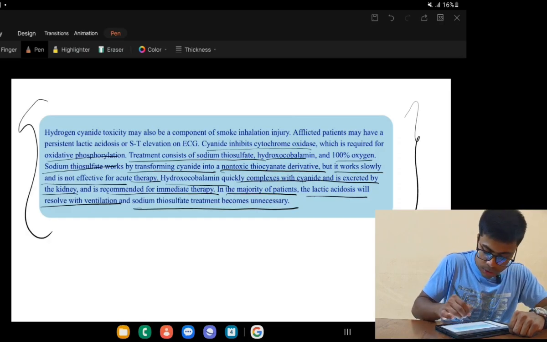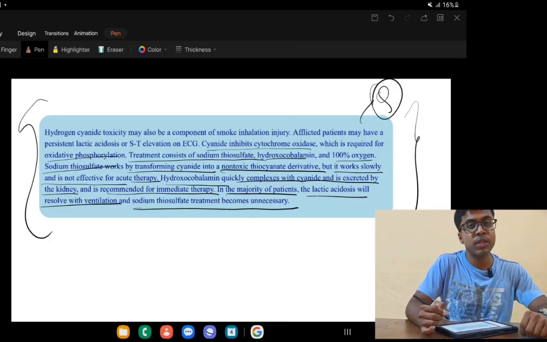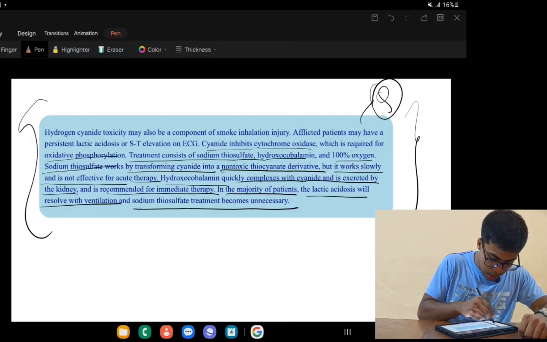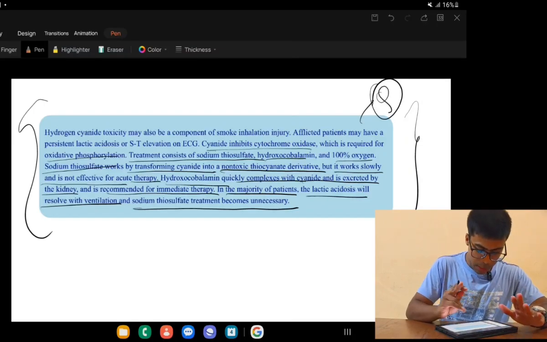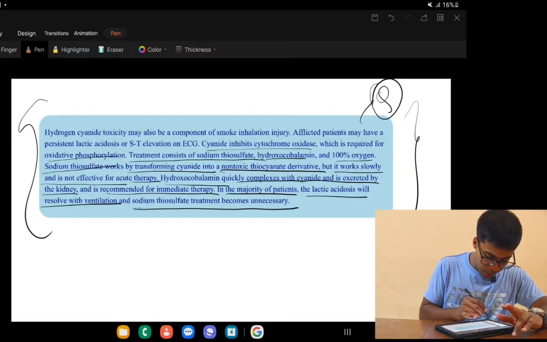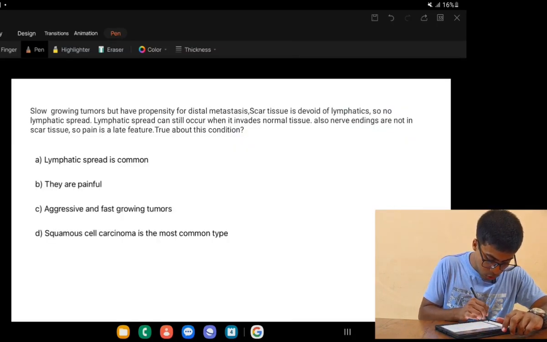So this is a basic physiology question, but it can be asked in this way also. So you have to learn this anyway. I have given this question just to make you a little bit smarter. I guess it will work. So let's come to question number 43.